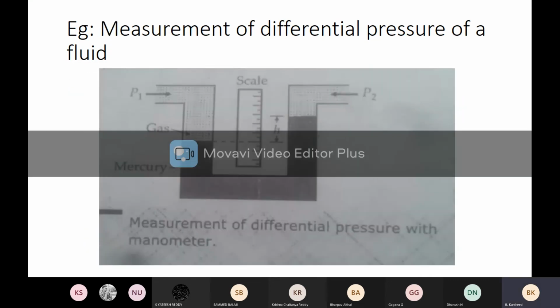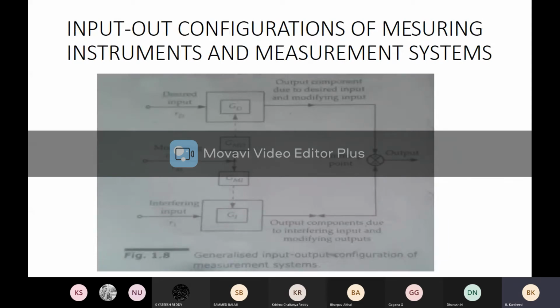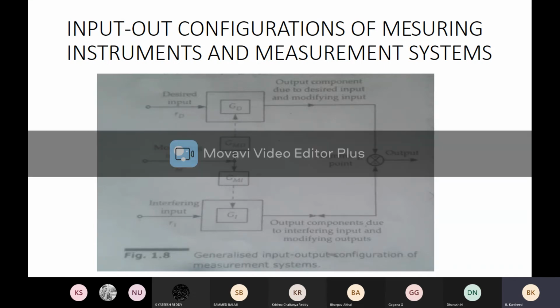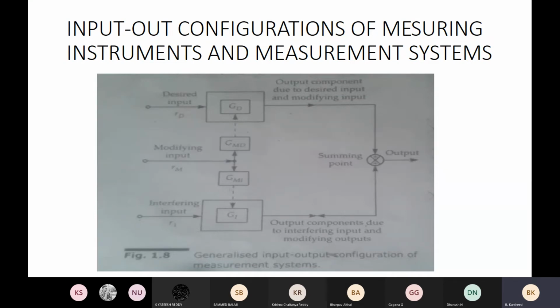That is desired input, modified input, interfering input. For the desired input, interfering input was provided due to acceleration and angle of tilt. We will be providing modified input. How is the modified input provided? By increasing the temperature or gravitational force. Why are we providing modified input? In order to nullify the interfering input, so that we get a desired output for the desired input. The modified input is provided to cancel the interfering input, due to which there will be a change in the output.